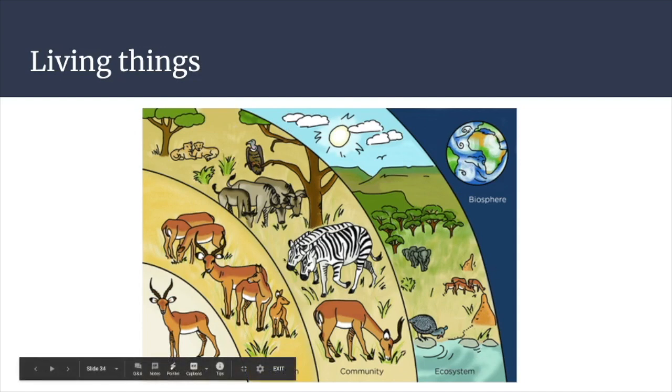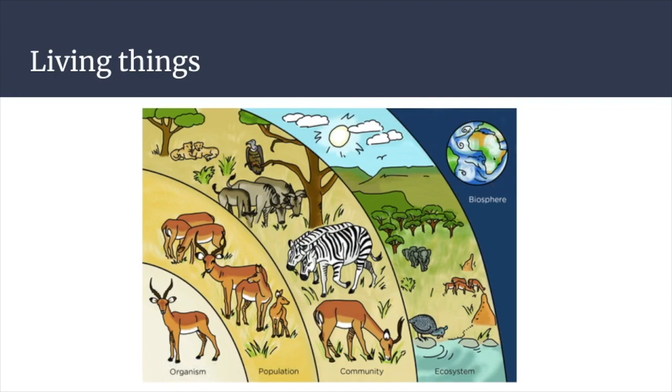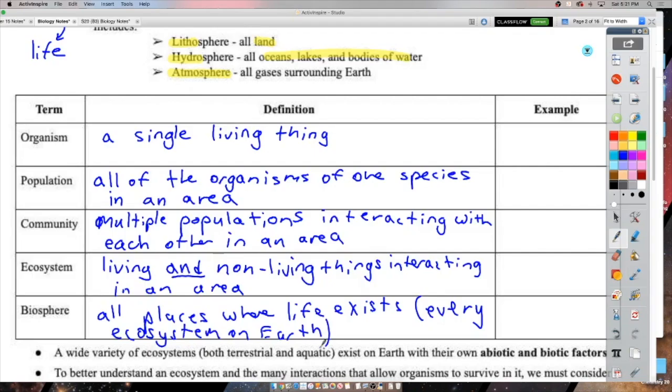And then once we bring non-living things like sunlight and soil and water into it, now we're actually talking about an ecosystem, okay? Take all the ecosystems on Earth and you have the biosphere. Okay, so hopefully you were able to get those definitions. If not, you can pause the video now and go through them.